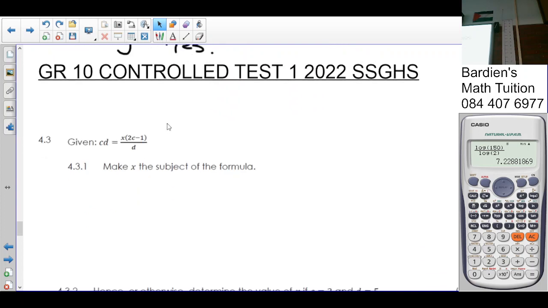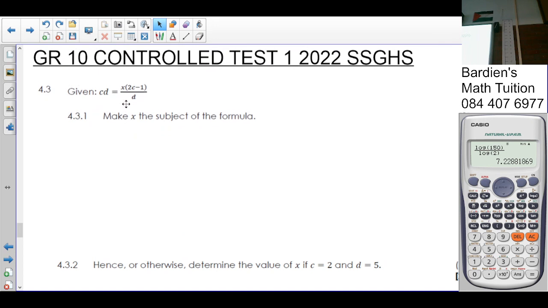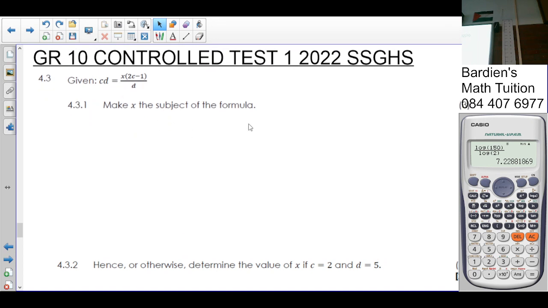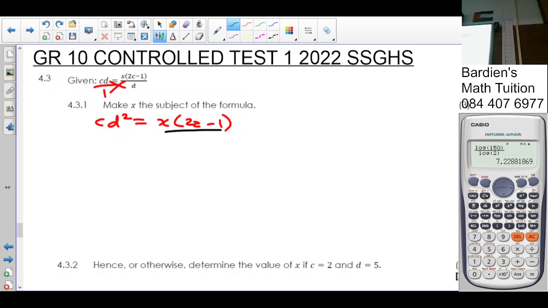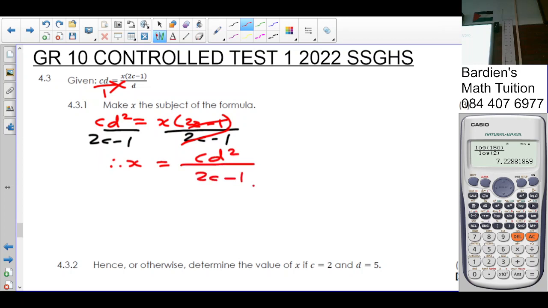In 4.3 we are given CD is equal to x into 2c minus 1 whole over t. We're asked to make x the subject of the formula. So naturally that's over 1, so I cross multiply. So CD squared is equal to x into 2c minus 1. Now one of two things I can do here is either multiply out the x or divide by 2c minus 1 both sides, which I will be doing. Divide by 2c minus 1. So therefore x is equal to cd squared over 2c minus 1.